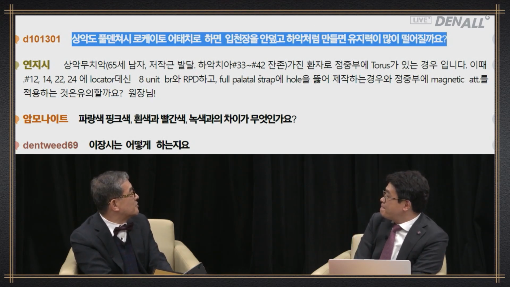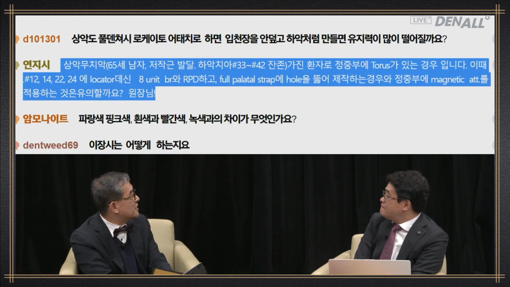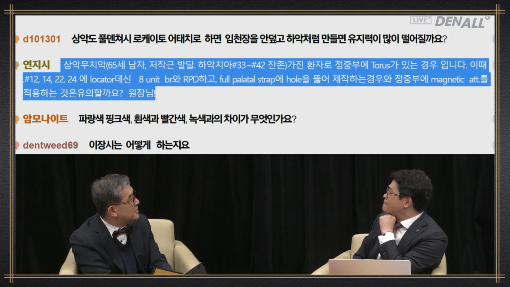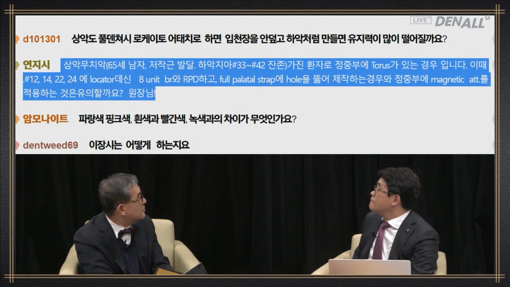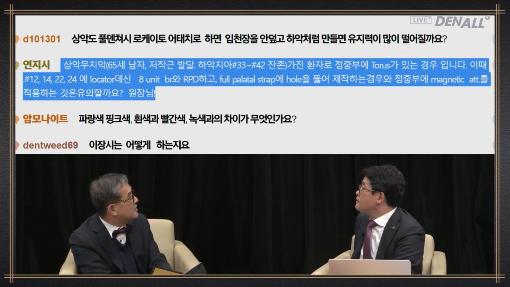Understood. ID 연지시. Upper edentulous patient. The patient is male with developed masticatory muscle, and the patient has in the lower up to number 33 to 42, and in the middle there's torus. At this time, instead of locator on 12, 14, 22, and 24, what if I do an 8-unit bridge and RPD and full palatal strap with a hole, or should I just make a magnetic attachment in the center? I would like to hear your opinion.